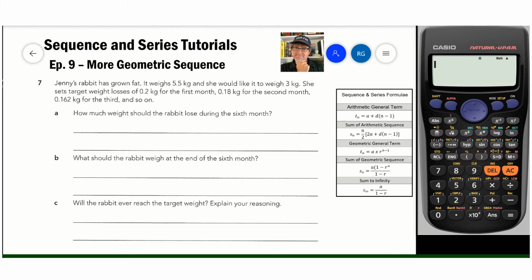Everybody. Let's do some more geometric sequence. I'm on page 29 and we're going to do number 7. It's got a little bit of everything having to do with geometric sequence.